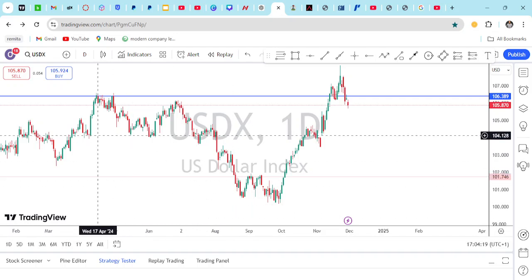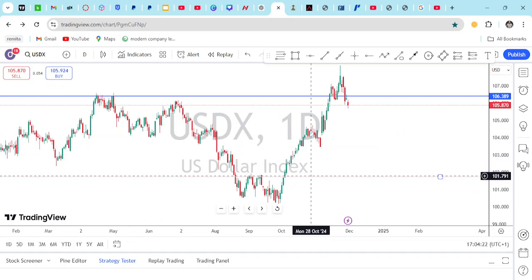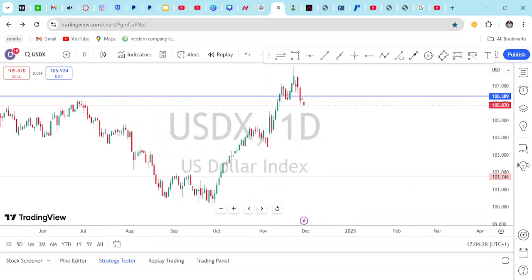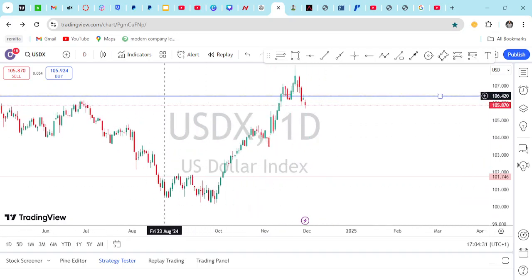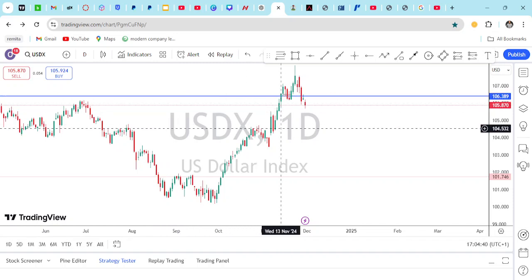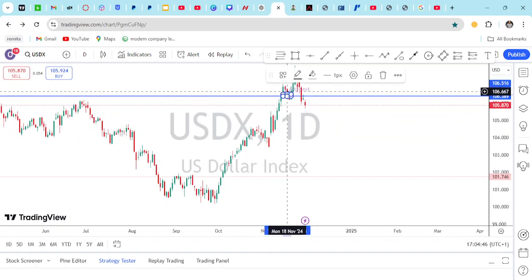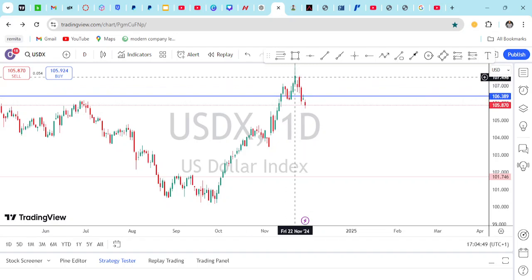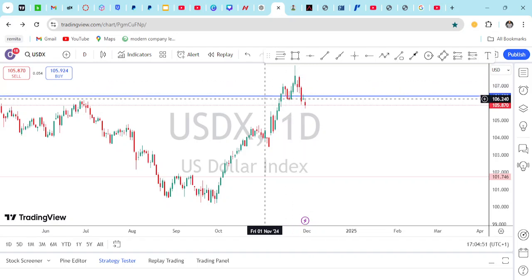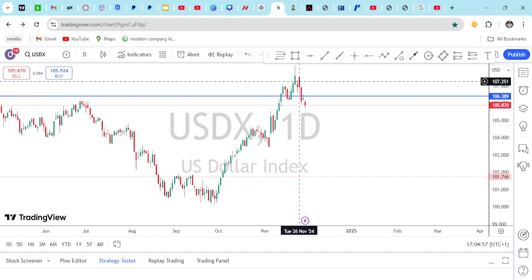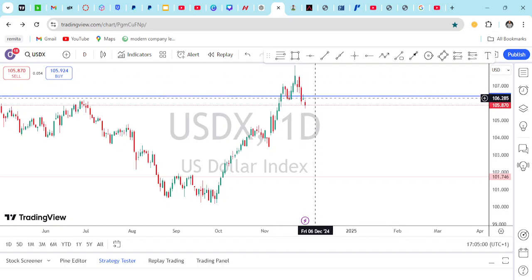Okay, so for the dollar index, I'm technically bearish. Let's zoom out a bit. The reason is because this blue line here is the previous daily resistance line that the market has respected for a while. Now the market broke out of this line and came back to retest the line. So this resistance line turned to become a support. So the market broke out, came back to retest, but then it couldn't hold, it couldn't sustain the market.